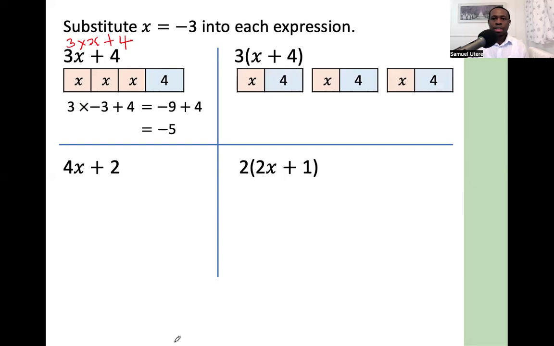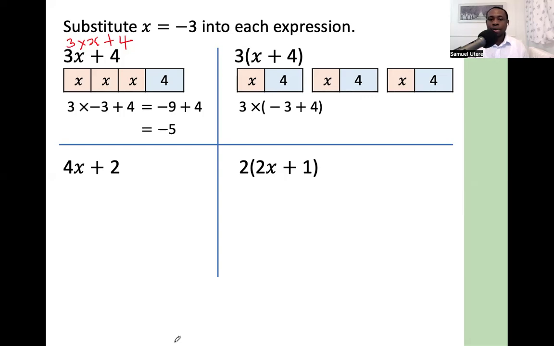Okay, what about this expression? This expression means, see that the x add 4 is in a bracket. So x add 4 means we have 3 lots of x add 4. Now, of course, x is negative 3. So that means this is what our substitution will look like. Our substitution will be 3 times negative 3 add 4.